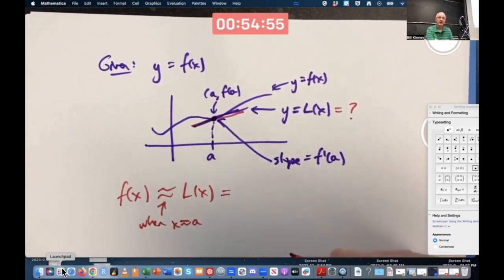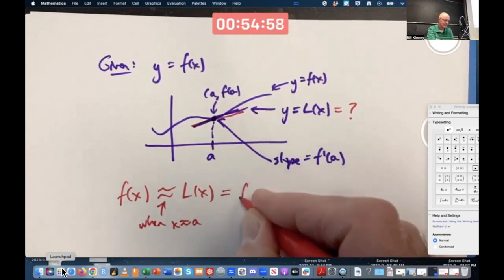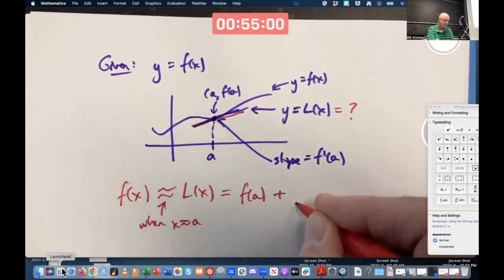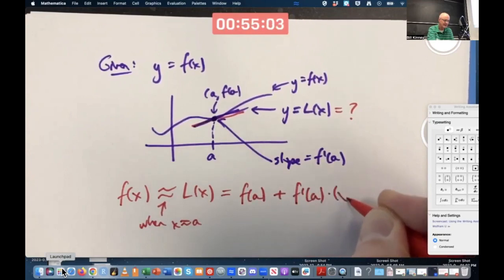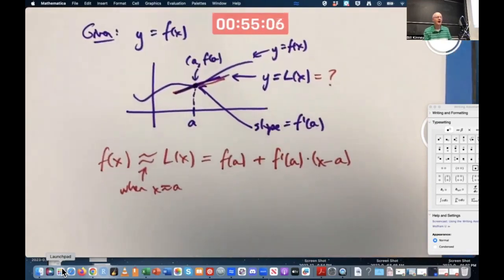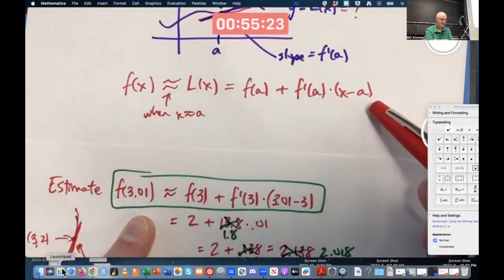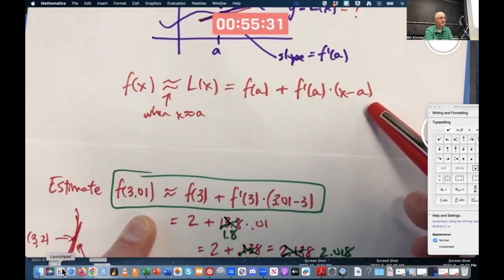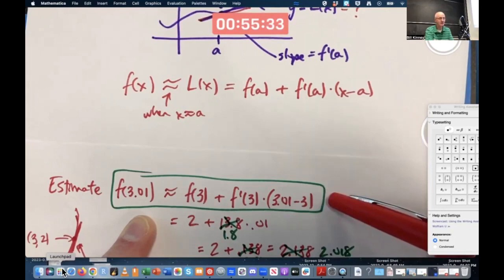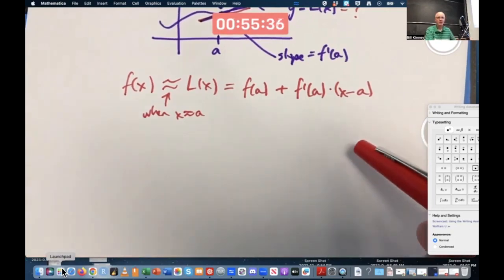But what is the formula for L of x? This should seem familiar. It's f of a plus f prime of a times x minus a. I just used it in that implicit differentiation example with a equal to 3. What was x? X was equal to 3.01. These approximations are exactly the same, with a equal to 3 and x equal to 3.01. And you were doing this kind of stuff back in chapter 2. We're just being a little bit more formal about it right now.